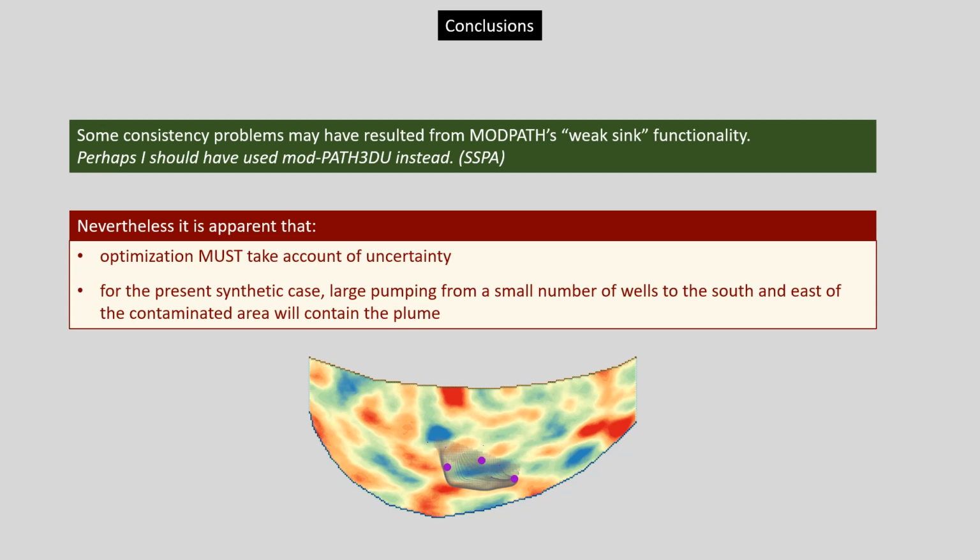And in the present case, well, we can contain this contaminant with a small number of wells to the south, but making sure particularly that we pump to the south and east of where the contaminant is, because to the east there is a possibility of a fast track to the river.